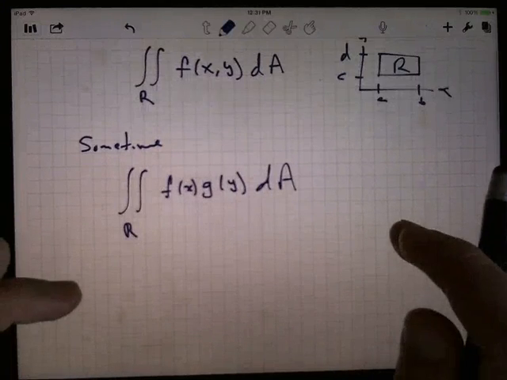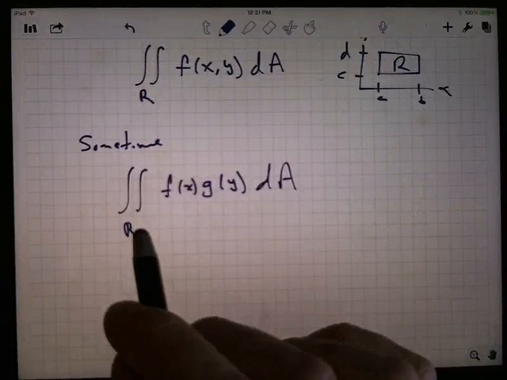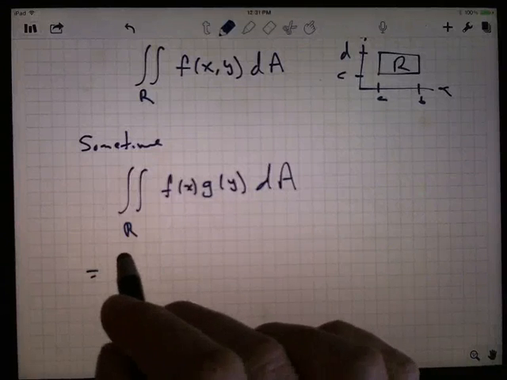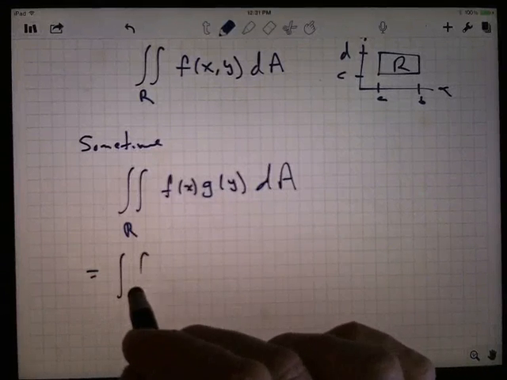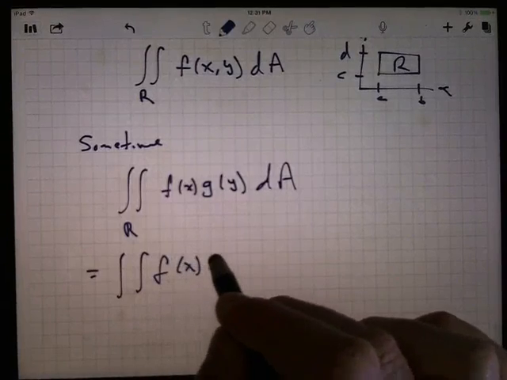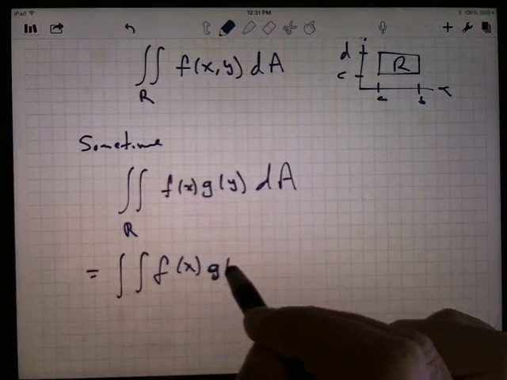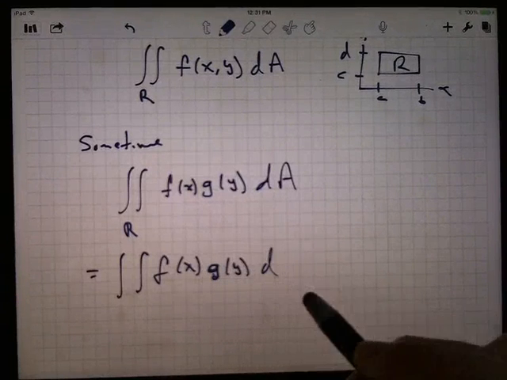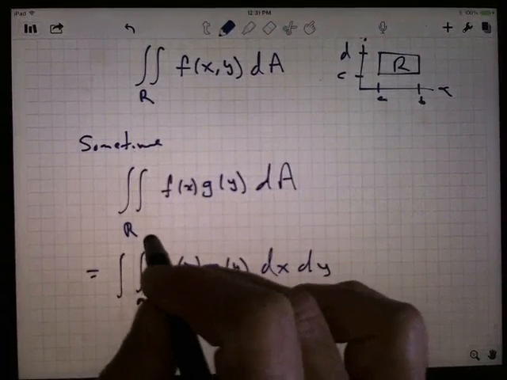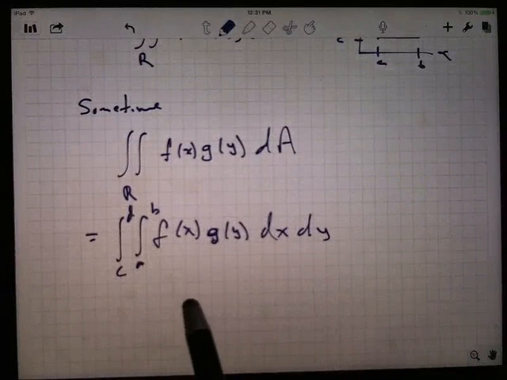In that case, what you can do is the following. Fubini says you can set this up as an iterated integral, either dx dy or dy dx. So this is g of y, and it doesn't really matter. Let's say dx dy. So the x is going from a to b, and the y is going from c to d. Okay? But look what happens here.